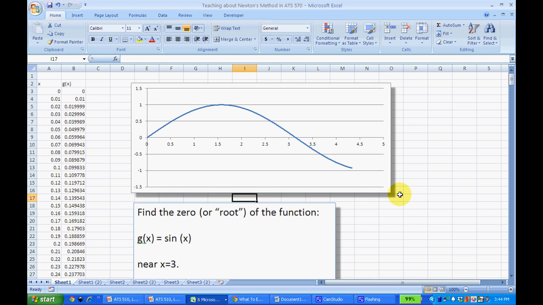We're going to be finding the root or zero of the following function, g of x equals sine of x. Not a very complicated example at all. I wanted to keep it as simple as possible on our first one. We're going to be looking for a graph of that function, and we're going to look for the root that is somewhere near 3.